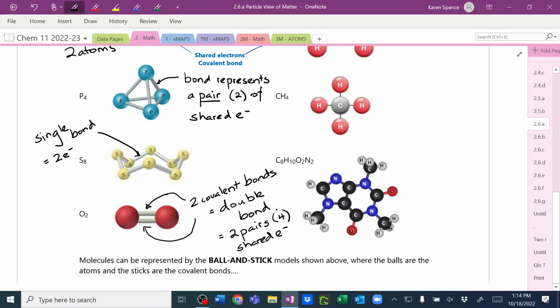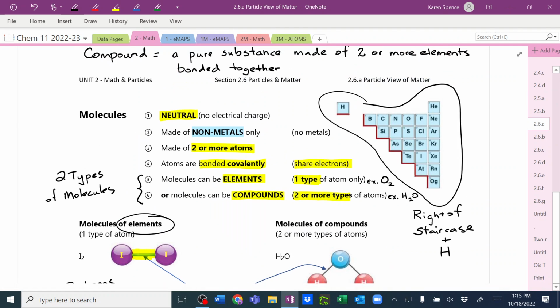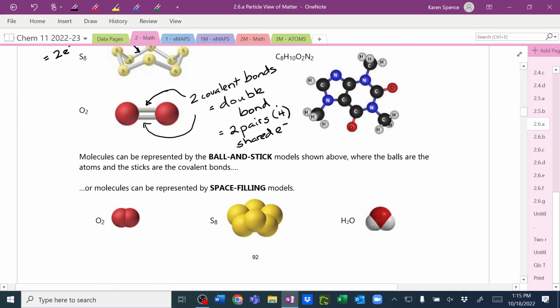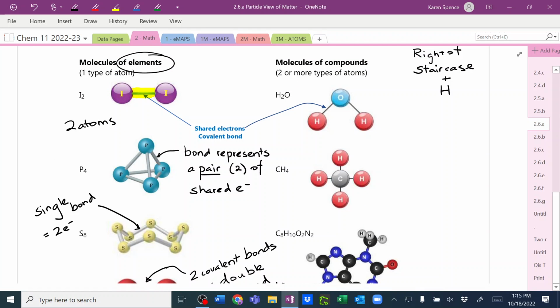So how do we know that O2 is not a compound? Compounds are made of 2 or more elements, and oxygen is made of only 1 element. It's only made of oxygen, so it is not a compound. Now, we can have our elements of compounds.